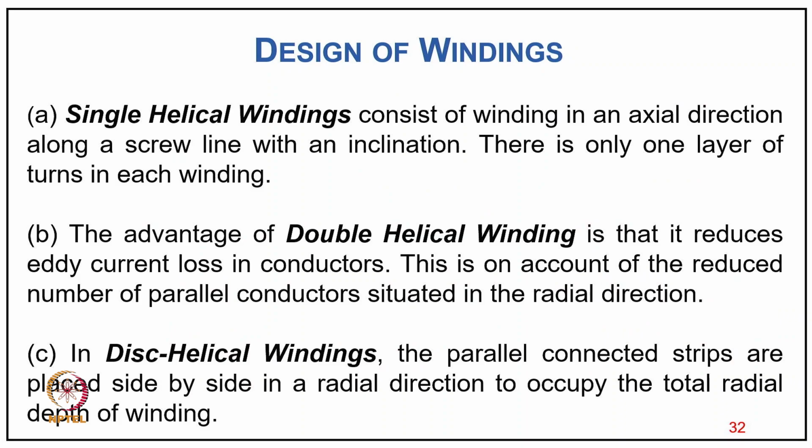Now, defining all three: A, the single helical winding consists of winding in an axial direction along a screw line with an inclination, and there is only one layer of turns in each winding. And B, the advantage of the double helical winding is that it reduces eddy current loss in the conductor, and this is on account of the reduced number of parallel conductors situated in the radial direction. And C, in the disc helical winding, the parallel connected strips are placed side by side in a radial direction to occupy the total radial depth of the winding.